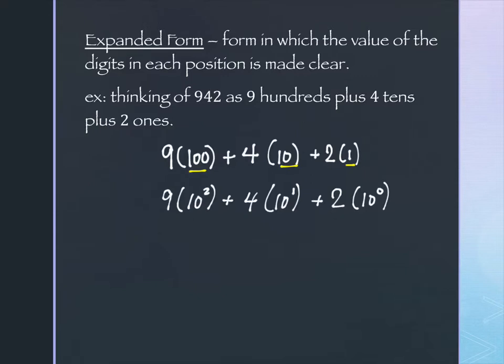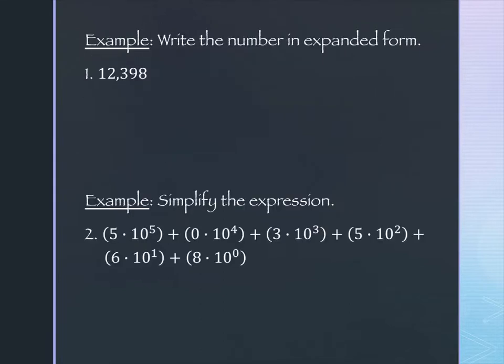Now, the power itself also, if you notice, mimics the number of zeros that are in the number. So it's a good reminder: what power is it? How many zeros do you have? 4 zeros? Then it's the power 4. 6 zeros? It's the power 6. So we're going to do this for some different numbers.